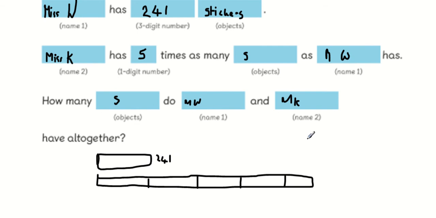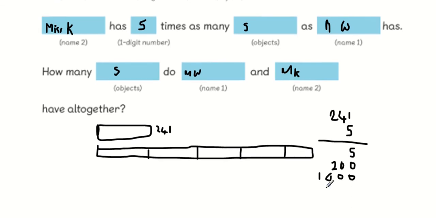So let's times that by 5 then. I'm going to put it in the grid this time. 241 times by 5. Okay. 5 times 1 is 5. 5 times 40. I know that 5 times 4 is 20, so that's going to be 200. And then 5 times 200. So I know that 5 times 2 is 10. Okay, so that must be 1,000. Okay, add those numbers all up.